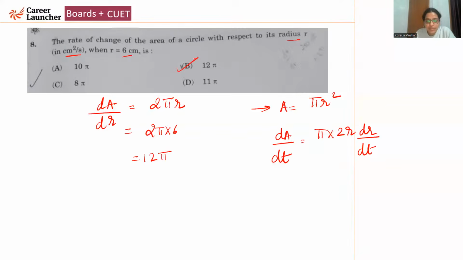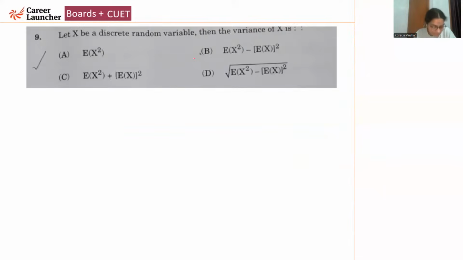So this is the 8th one. Let's move on to question number 9. Question number 9 is: let x be a discrete random variable. The variance is equal to how much? Now what is the formula for that? This is a straight formula-based question, so it is going to be option number B.